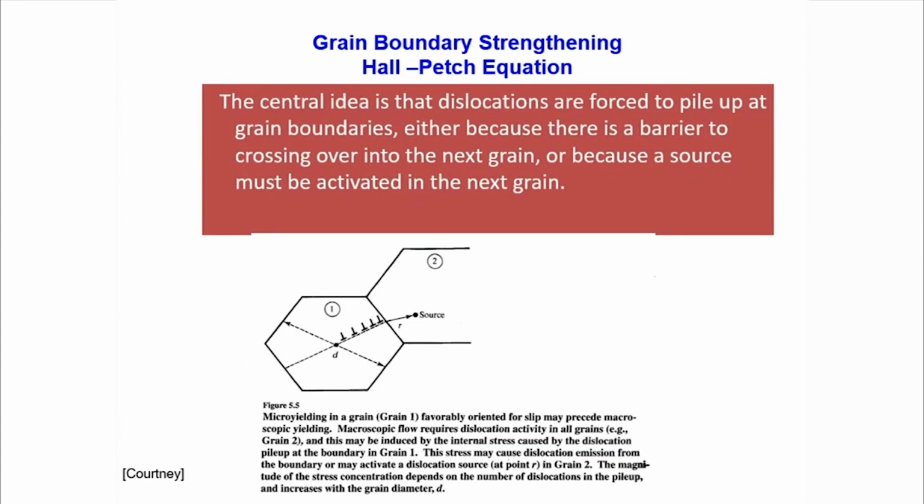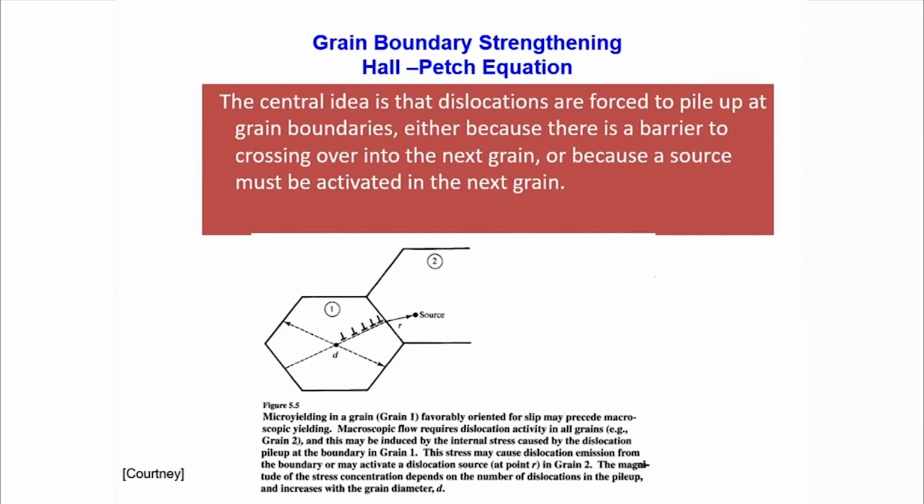So the central idea is that dislocations are forced to pile up at the grain boundaries, either because there is a barrier to cross over into the next grain, or because a source must be activated in the grain. You understand that? These are the two important things you want to understand. First is the barrier to crossover. What is the barrier to crossover? The barrier is nothing but the slip planes are not parallel. Or it needs to activate a source in the other grain.